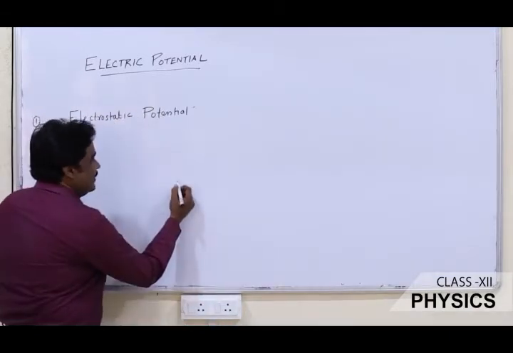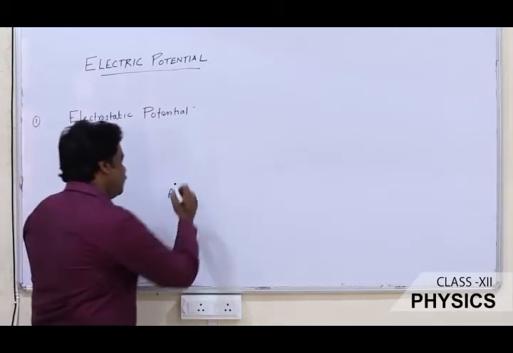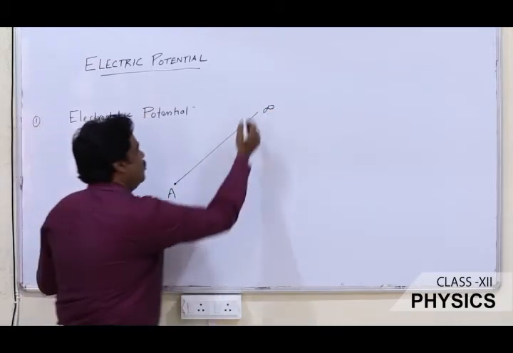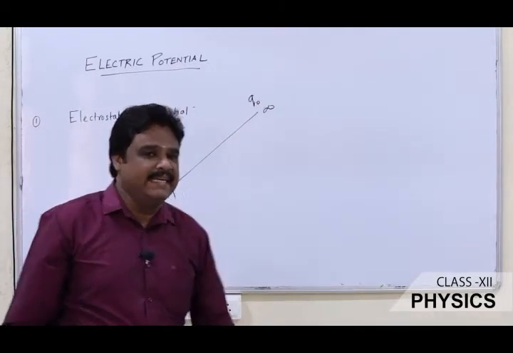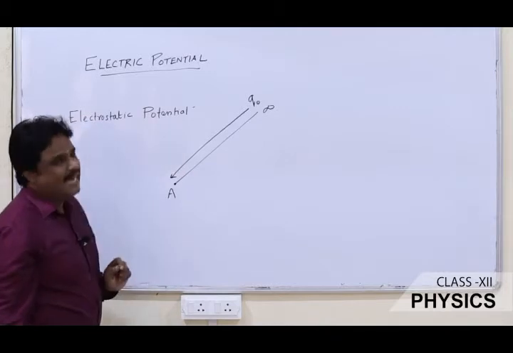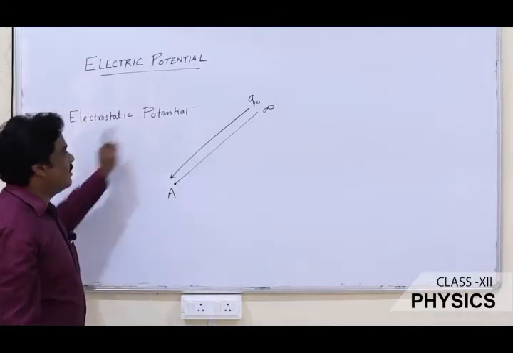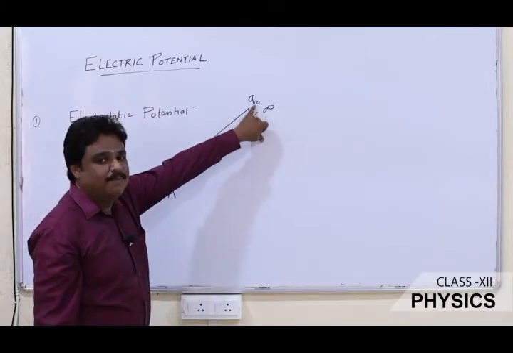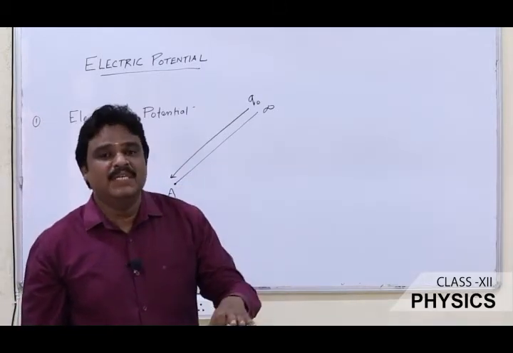Let us suppose I take a point A where I want to define the electric potential. I am going to assume the other point is infinity, and I keep a test charge Q0 at infinity. If I bring this test charge from infinity to that point, the work done gives a measure of electric potential. So once again, what is electrostatic or electric potential? Basically, it is the amount of work done in bringing a unit positive test charge from infinity to that point against the electrostatic force due to the electric field.